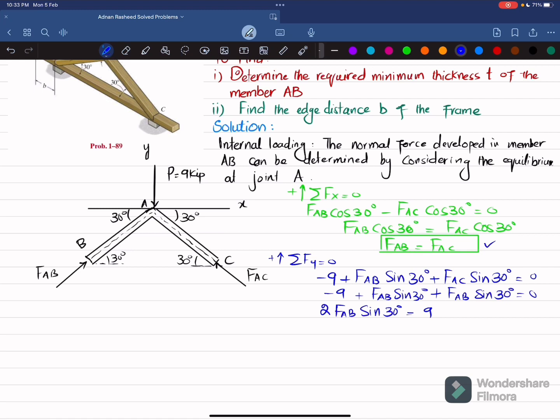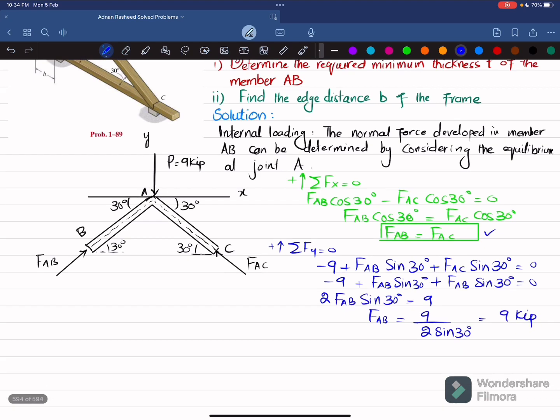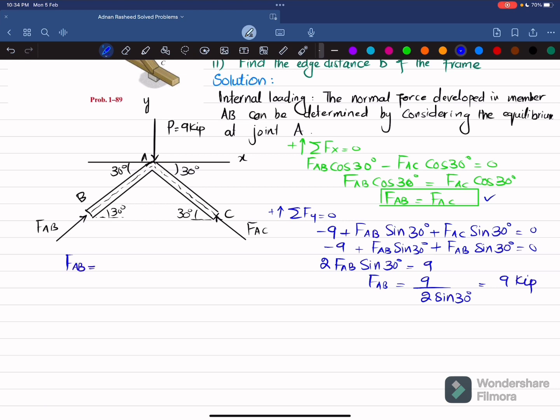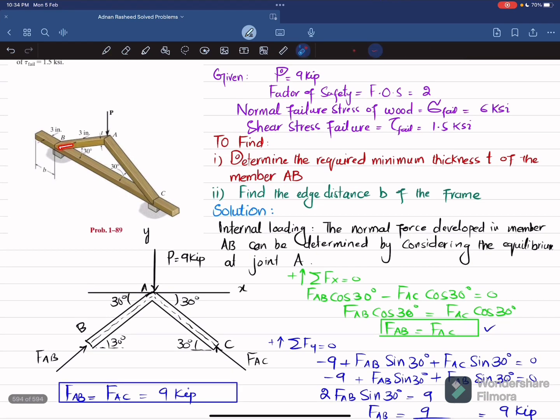And when you divide it, FAB will be equal to 9 divided by 2 sine of 30 degrees. So you will get FAB equal to 9 kip. Clear? So let me write it: FAB is equal to FAC is equal to 9 kip. Now we have this force in members AB and AC.